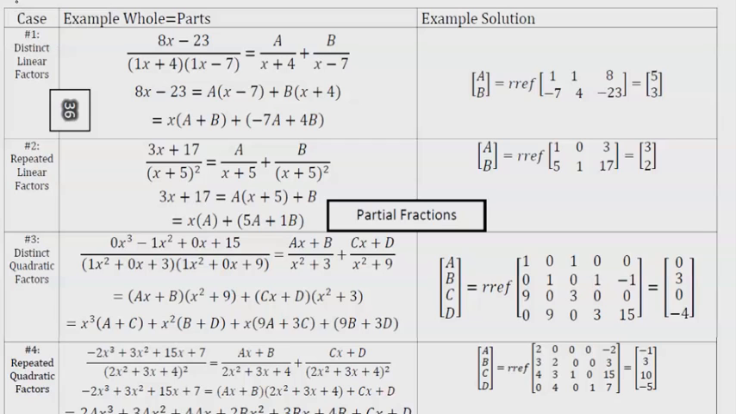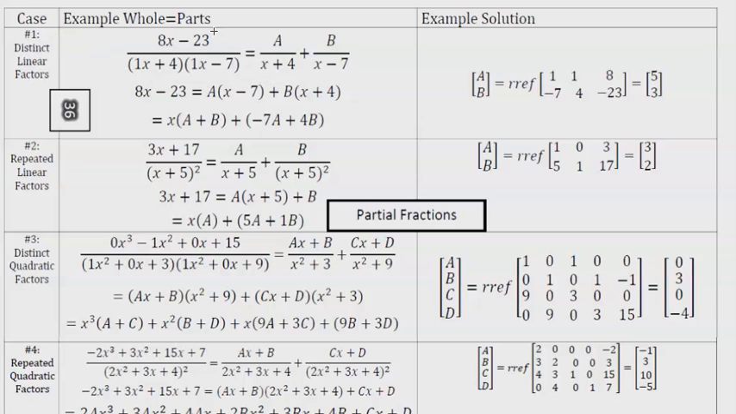Page 32, partial fractions. This page right here is just formulas. For partial fractions, there's 4 different cases that you could see. There's distinct linear factors, repeated linear factors, distinct quadratic factors, and repeated quadratic factors.